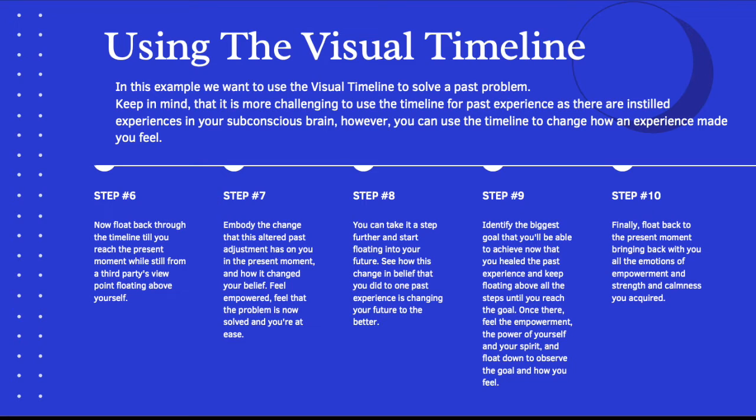And finally, step number 10, you want to float back up and float back to the present moment, bringing back with you all the emotions of empowerment, strength, and calmness that you acquired. Once you do that, you will have effectively used the visual timeline method to change how a past experience made you feel.